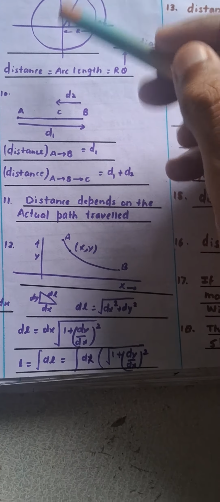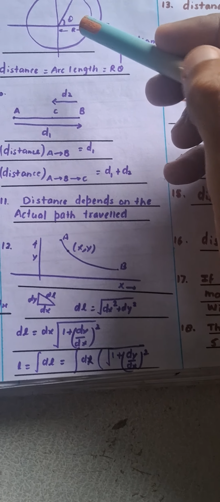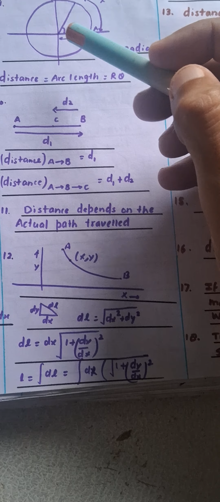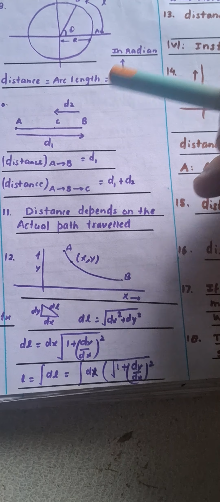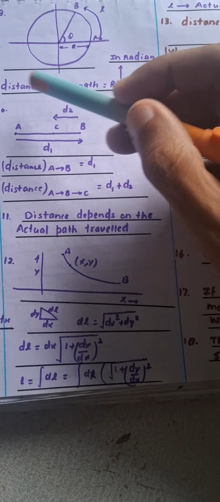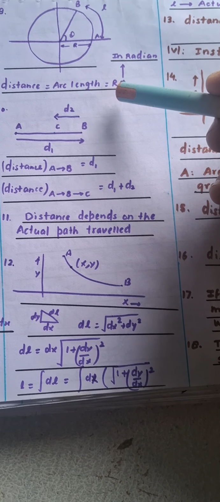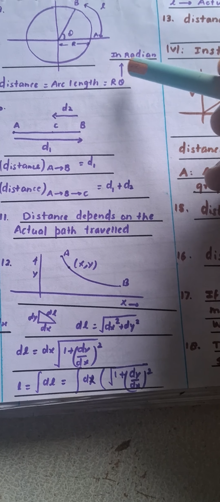And then we have a problem on the circle. Suppose a particle moves along a circular path. It moves from A to B and it moves through an angle theta. So the distance traveled is given by the length of arc of this circle, and it is equal to r theta, where theta has to be in radian.